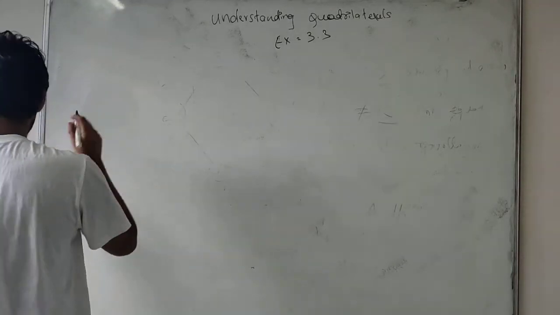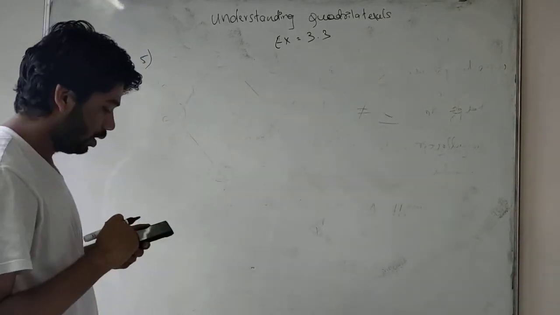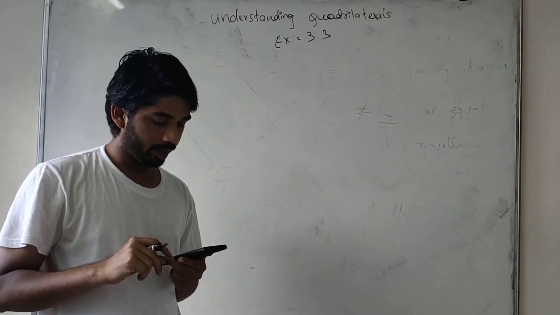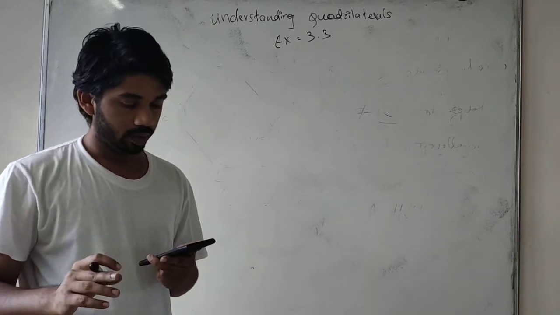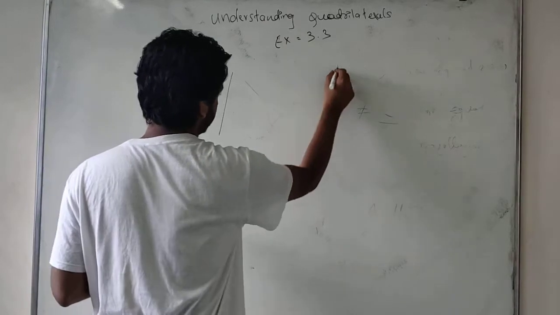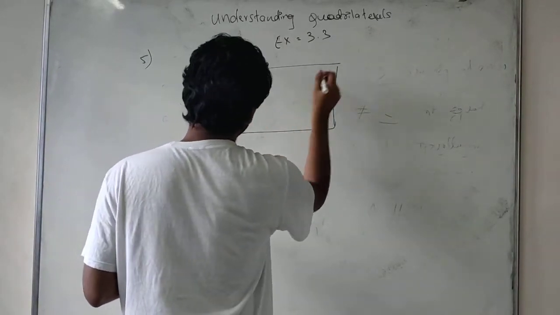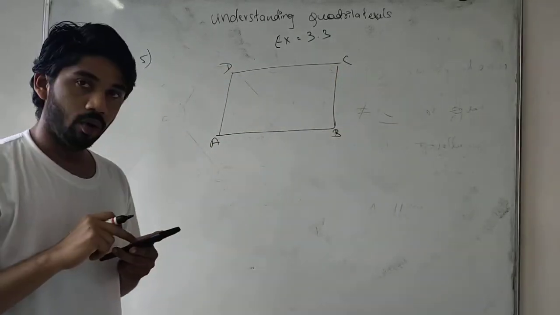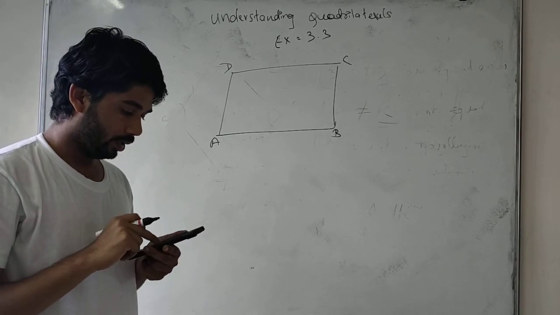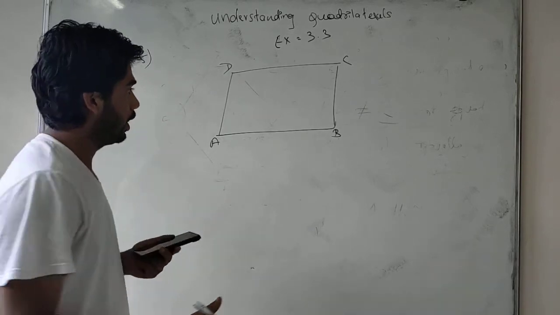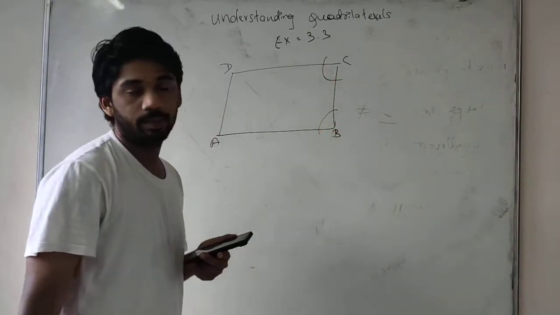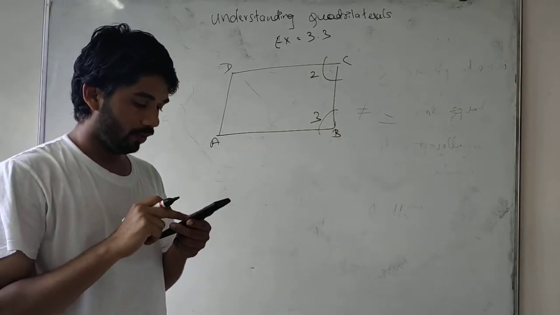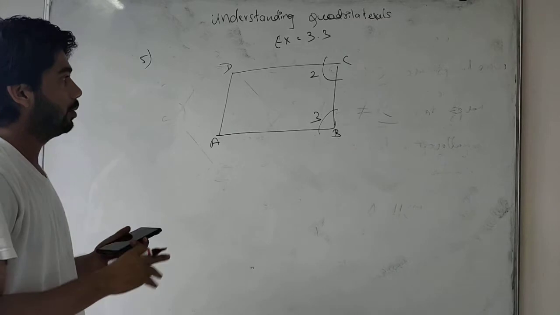So here the next question is the fifth one. The measurements of any two adjacent angles of a parallelogram are in the ratio 3:2. Find the measurement of each of the angles. So friends, first we have to draw a parallelogram figure. This is a parallelogram ABCD. For two adjacent angles, I can take B and C. Adjacent angles are in the ratio 3:2.